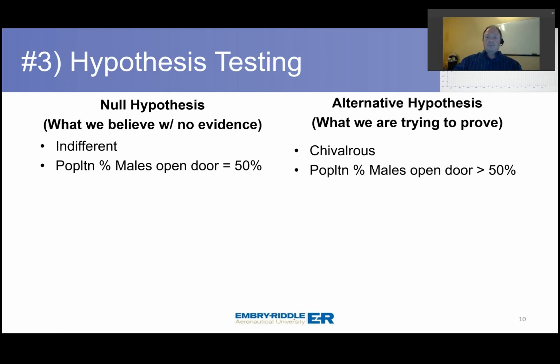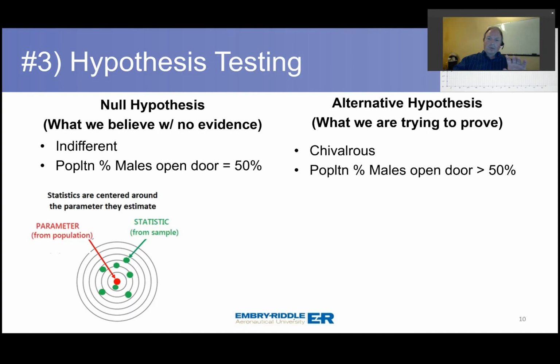Now, how do we answer this question? We only get one sample, right? So how can we tell from that one sample if it's 50% or greater than 50%? What we want to do is go back to the concept we talked about when we were discussing sampling. Remember, we said that samples estimate populations. More specifically, the sample statistics estimate the population parameter.